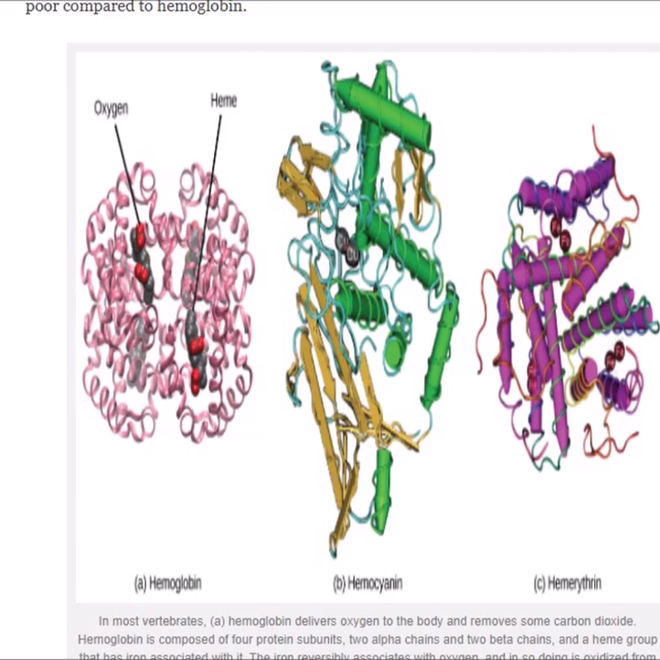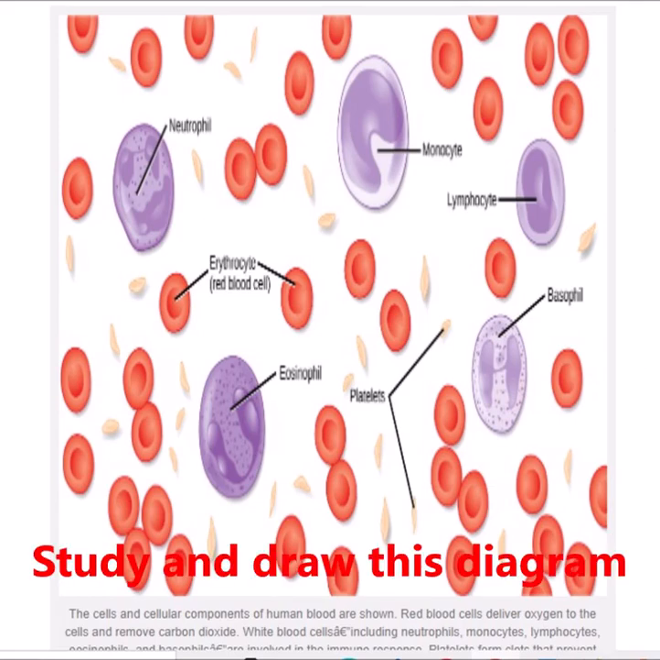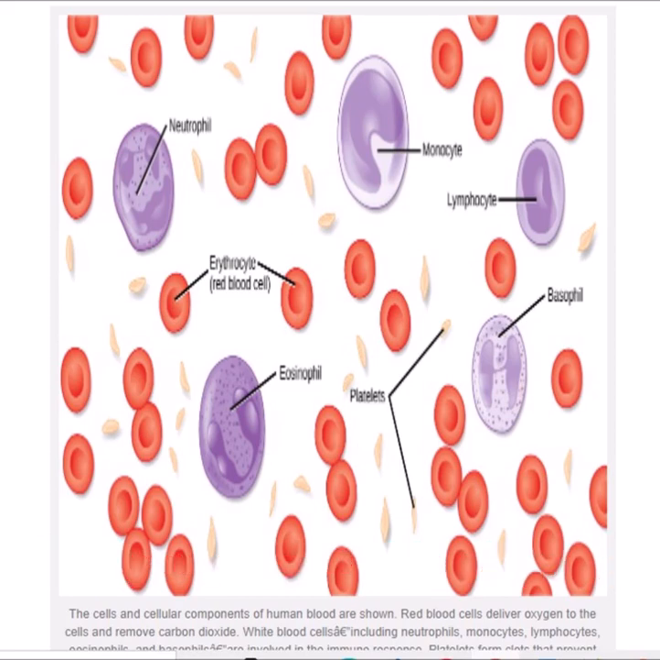Now, straight to the point of today's lecture, function and composition of blood. Hemoglobin is responsible for distributing oxygen and, to a lesser extent, carbon dioxide throughout the circulatory systems of humans, vertebrates, and many invertebrates. The blood is more than the proteins, though.